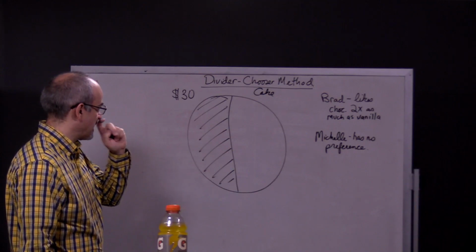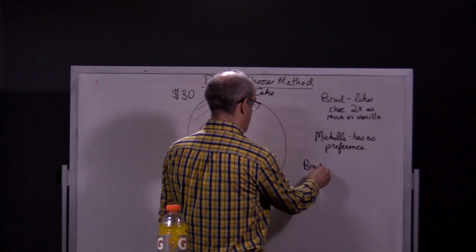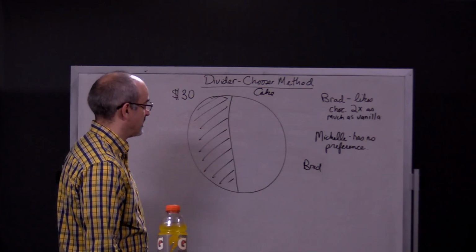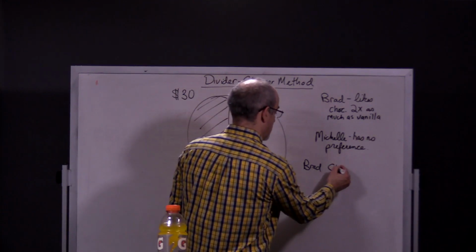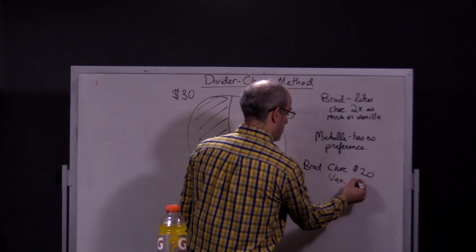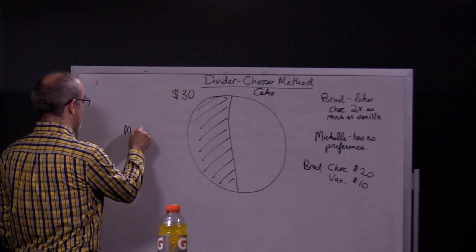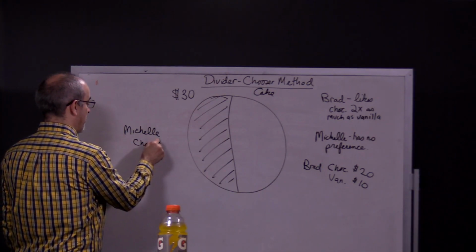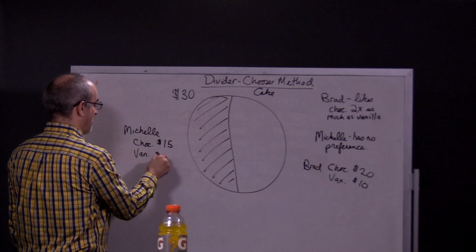So, since Brad likes chocolate twice as much as vanilla, hopefully you can see this. Yep, you can. And the cake's worth $30. That means this side is worth $20 to him. So the chocolate is worth $20 and the vanilla is worth $10. For Michelle, since she has no preference, the chocolate is worth $15 because it's half of the cake, and vanilla is also $15.